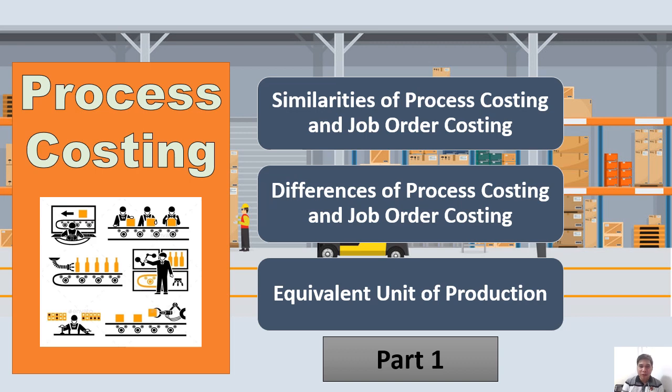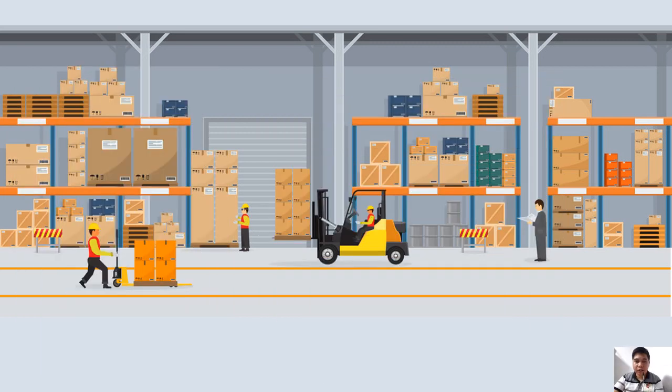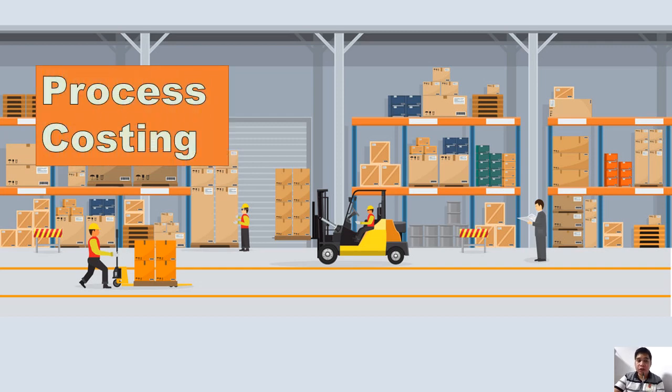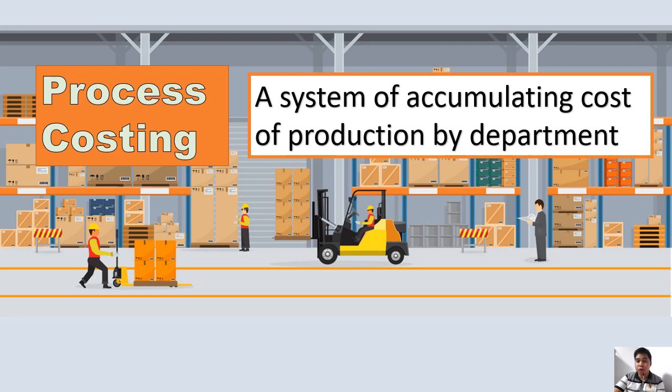So for today's video, we will discuss another topic under cost accounting, which is process costing. So let's start. Okay, so before anything else, let's first define what is process costing. Process costing is a system of accumulating cost of production by department.